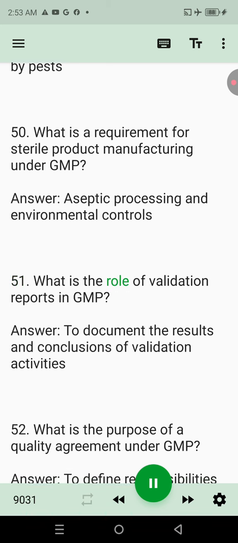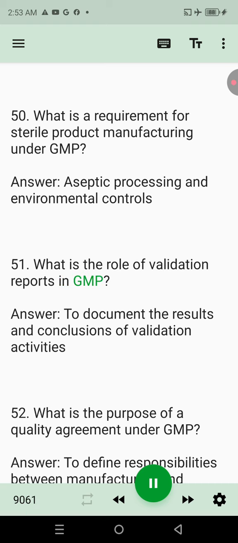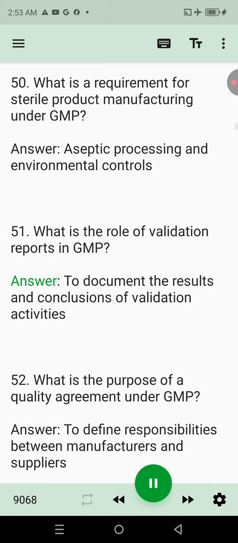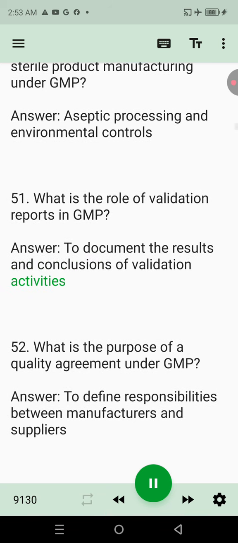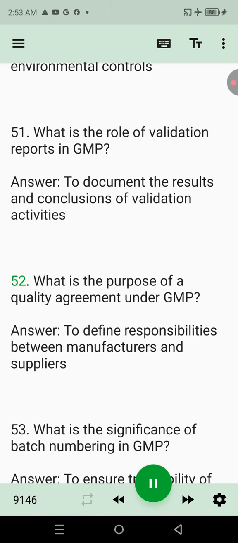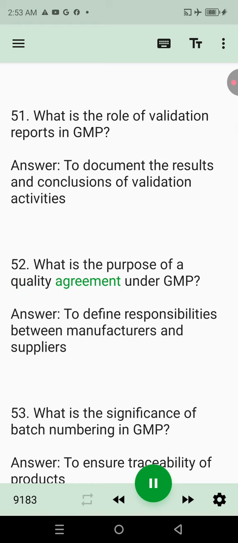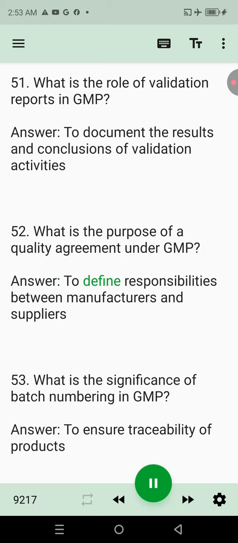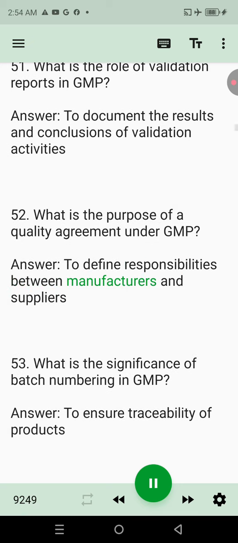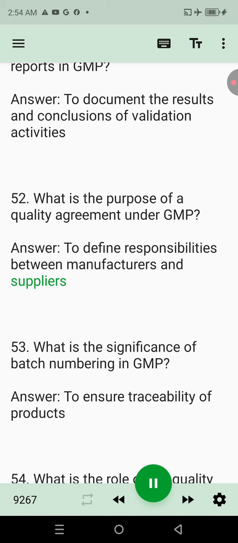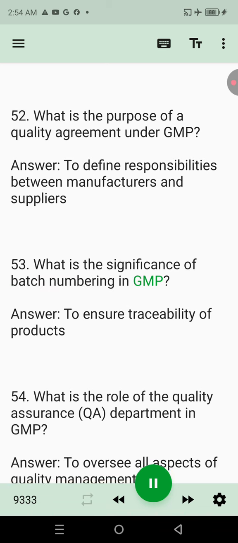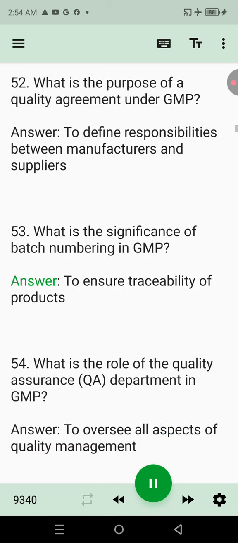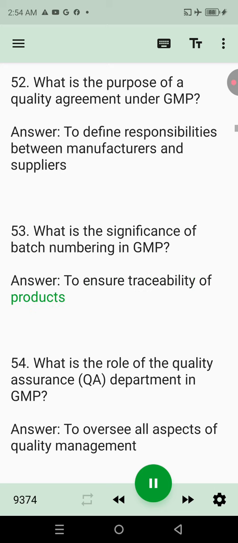51. What is the role of validation reports in GMP? Answer: To document the results and conclusions of validation activities. 52. What is the purpose of a quality agreement under GMP? Answer: To define responsibilities between manufacturers and suppliers. 53. What is the significance of batch numbering in GMP? Answer: To ensure traceability of products.